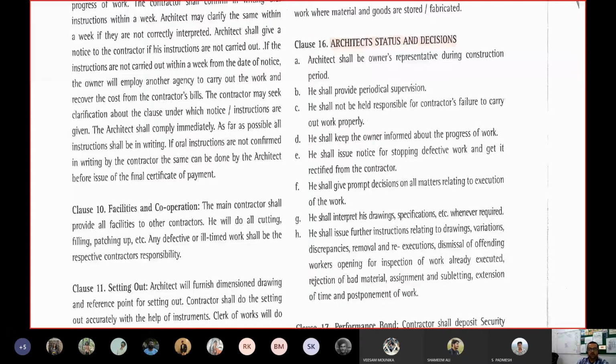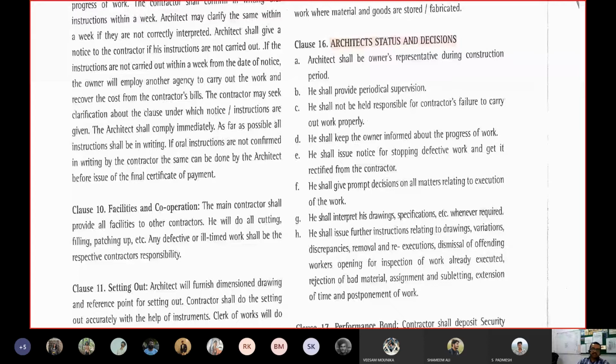Third one is, he shall not be held responsible for contractor's failure to carry out work properly. So the client will not say that if a contractor has deliberately done some mistake, then the architect will be held liable for the contractor's failure. No, the architect clarifies his situation beforehand. He shall keep the owner informed about the progress of the work, which is the architect's duty.